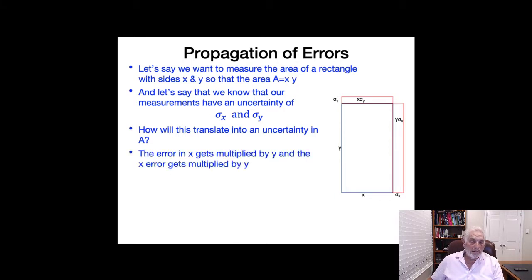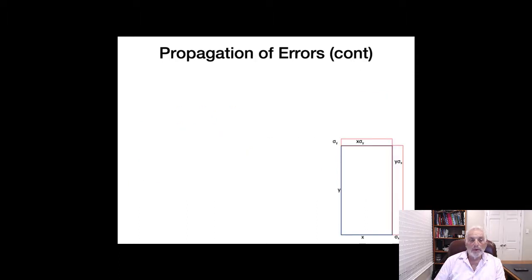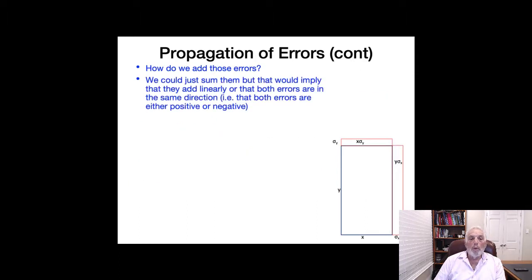You can see that the error in x gets multiplied by the y value, and the y error gets multiplied by the x value. So we know that there's some uncertainty as a combination of y sigma x and x sigma y. So we know these are the values. The question is, how do we add them together to tell us about the uncertainty of the area? One can imagine that you could just add them linearly and say, hey, the total error is both of these things summed up. Or we could assume that they might on the average cancel out and just say, hey, it's the difference between these two that is the uncertainty.